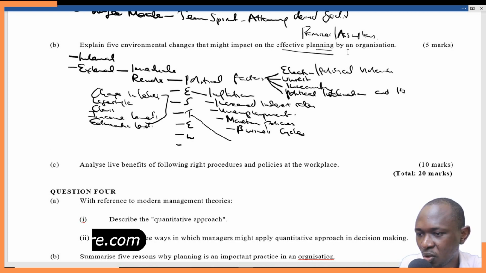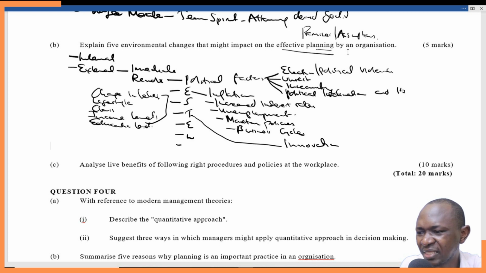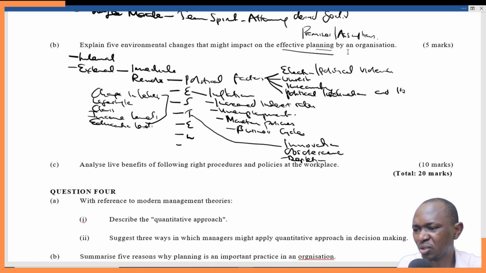The technological factors, we are talking about innovation, obsolescence, wear and tear, depletion, such like stuff, the trends, the new technologies, and they basically impact negatively on what you already have. So many companies have actually gone under because of change in technology.